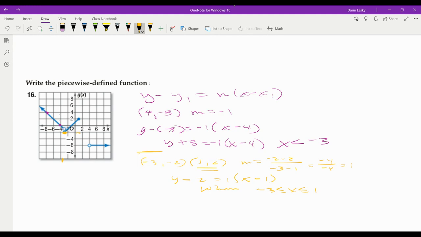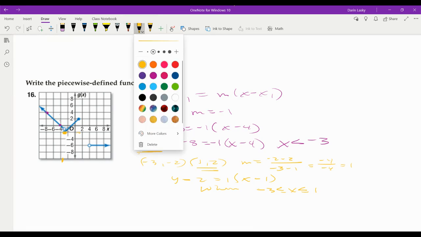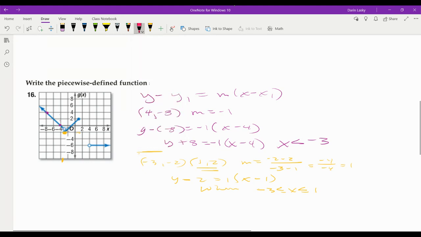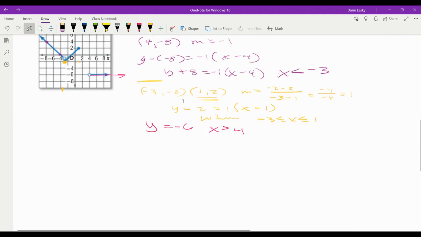Now, we've got this one here. We'll do this one in red. And we have y is always -6, so it goes on forever. So that means y is always equal to -6. Where? From x is greater than or equal to 4. Because look, it starts right here at 4. It's an open circle. Gosh darn it, I keep doing that backwards. It's an open circle. X is greater than 4. All right, guys. So we're either writing equations or undoing equations.